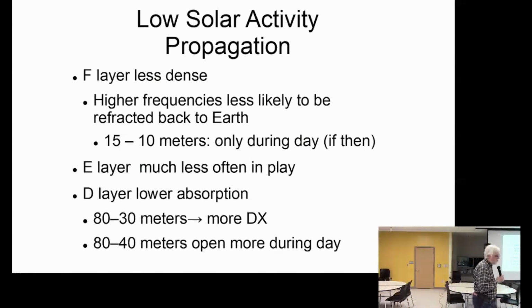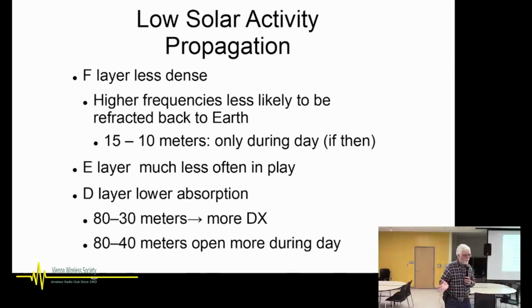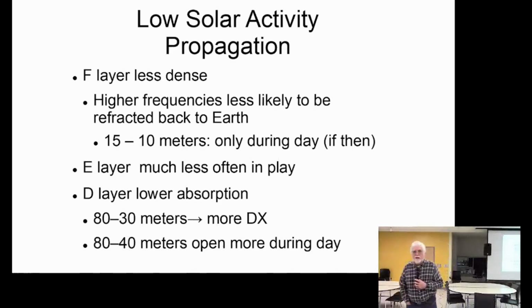So let's synthesize the whole thing by activity level and frequencies and stuff like that. In lower solar activity, the F layer is less dense, so the higher frequencies are less likely to be refracted back to Earth. And 15 and 10 meters are only open in the daytime, if then. And some of you may remember at the last minimum, which was very minimum, 10 meters almost never opened and 15 meters was a bust.